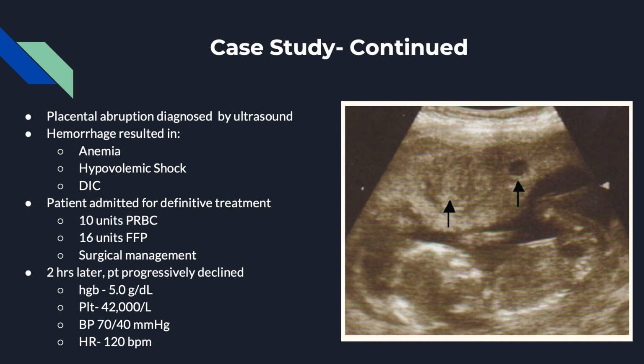The patient was admitted for treatment, which included 10 units of PRBCs, 16 units of FFP, as well as surgical management. Prior to surgery, 2 hours later, the patient had progressively declined. Hemoglobin was 5, platelets 42,000, and her hemodynamic status had also declined with a blood pressure of 70/40 and a heart rate of 120.